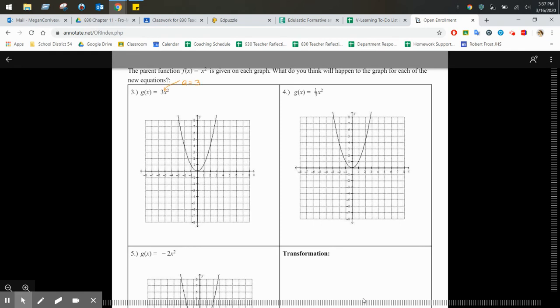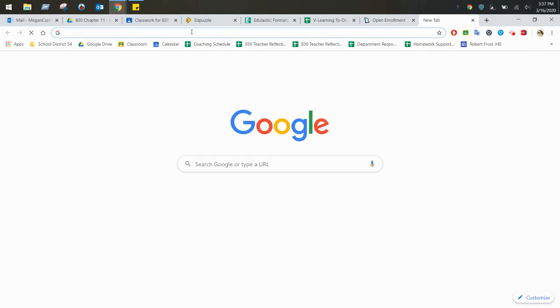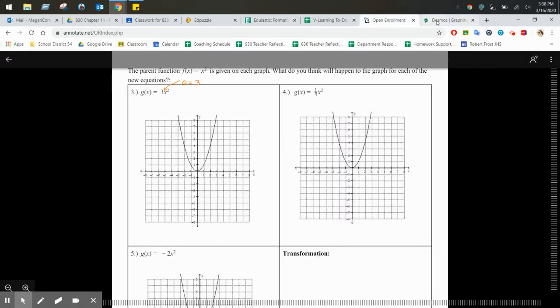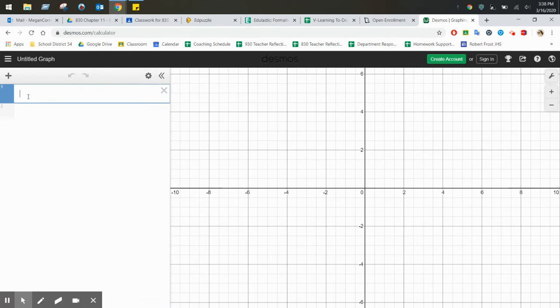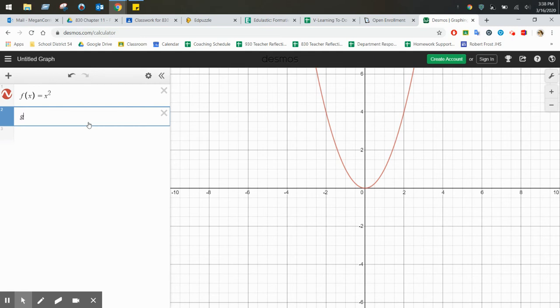So what do we think is going to happen when I multiply by 3? We just saw what happened when I multiplied by 2. So let's see what happens when I multiply by 3. I'm going to switch over really quick. Okay, so f of x equals x squared. There's my original, right? So now my new one, g of x equals 3x squared.